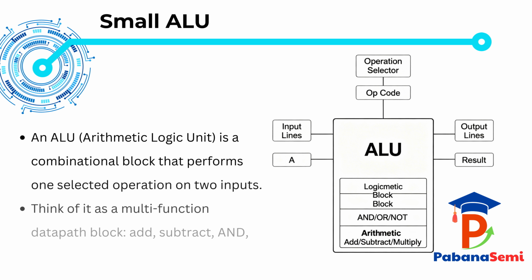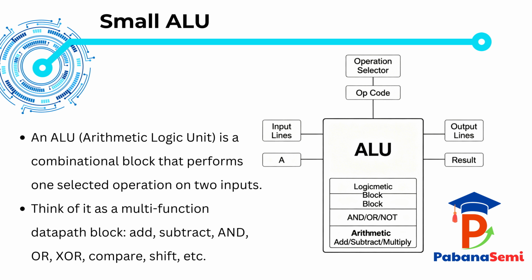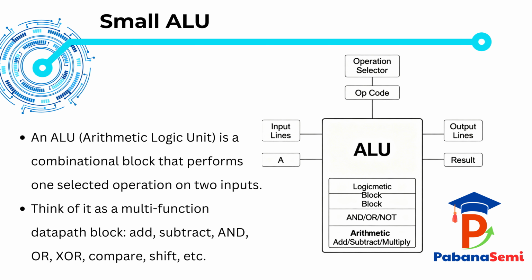Now let's introduce a very important digital block, the ALU, or Arithmetic Logic Unit. An ALU is a combinational circuit that performs one selected operation on two input values. Here, the main inputs are A and B, coming in through the input lines. At the top, we have an operation selector, also called the opcode. This opcode tells the ALU which function to execute.